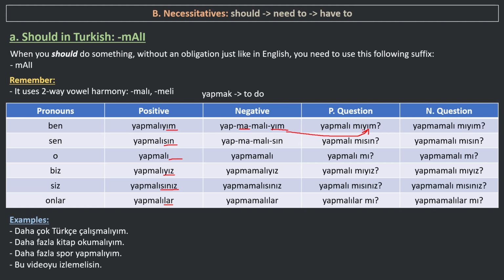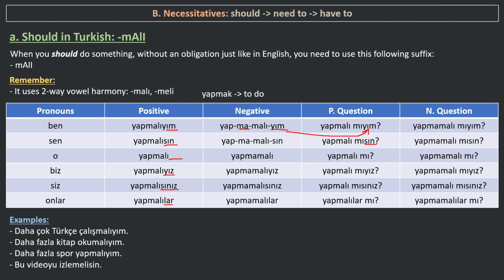Yapmalı mıyım? Yapmalı mısın? This time you can observe the sın attached to the question, not the verb. So the question particle takes the personal endings. There are exceptions to this rule. This is only a general idea. And negative question is also very simple. Yapmamalı mıyım? All you are doing here is just inserting this ma.